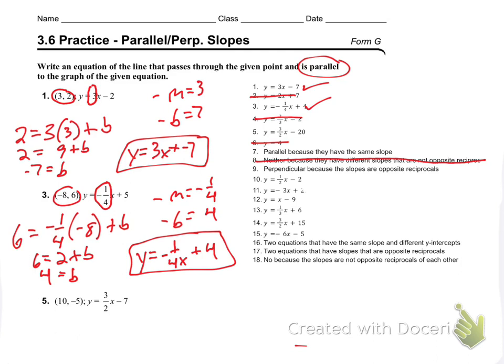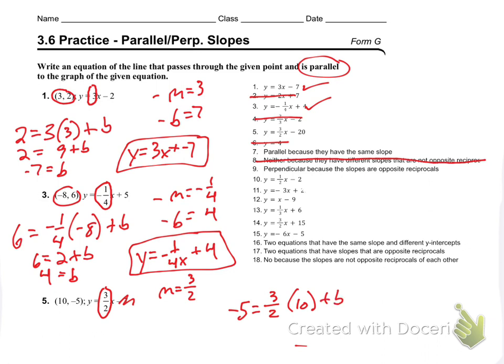All right, 5. Same slope. We're in y equals format, so that's good. So my m here is going to be 3/2. So I don't need this, so I just use my points and plug it into y equals mx plus b form. So negative 5 is going to be equal to 3/2 times 10 plus b.